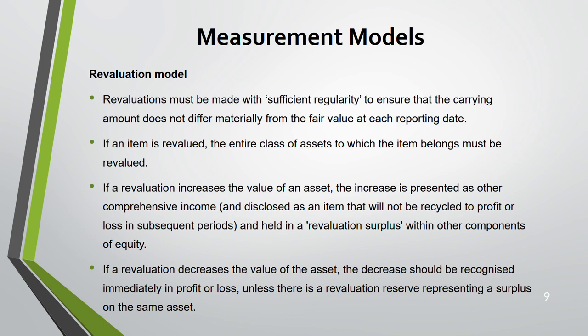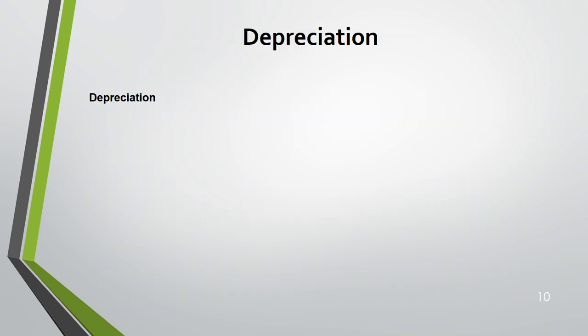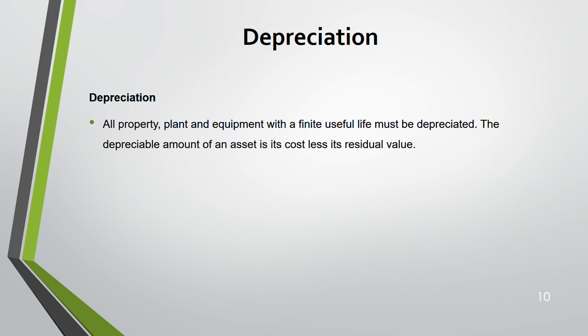Okay, next, depreciation. This is quite easy. We know all non-current assets have to be depreciated, but which type of asset? Those assets which have a finite useful life. Let's say they will tell you this asset is for 10 years, 20 years, 30 years. They will give you the useful life. Those assets you can depreciate.